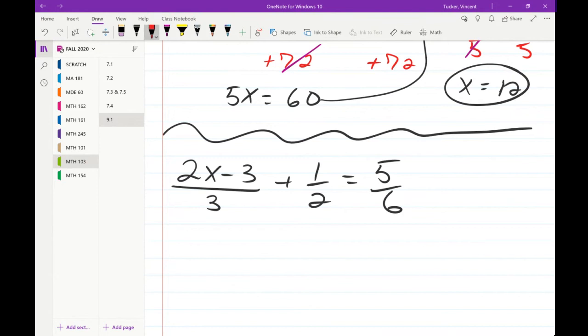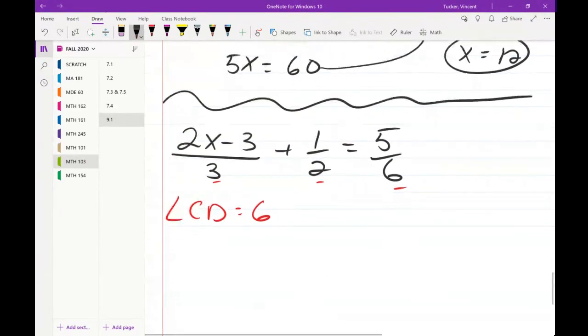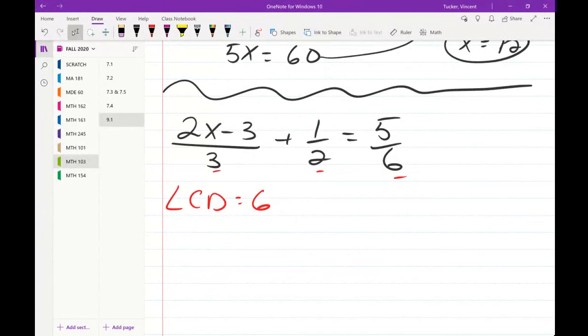So going off our steps, we need to find our LCD first. So the smallest number that 3, 2, and 6 will divide into evenly will be 6. So now we take that 6 and multiply it to each numerator.